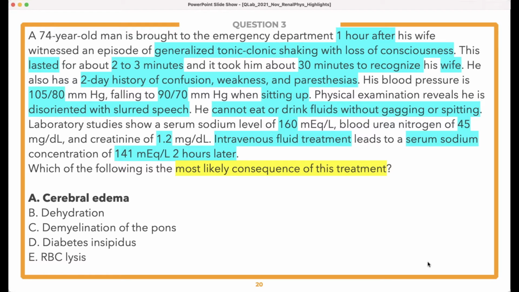RBC lysis is not really what's going on here with sodium correction. Diabetes insipidus could be a potential cause of electrolyte abnormalities, but not a consequence. And same thing with answer choice B. Dehydration is probably a cause of hypernatremia, but not a consequence of treatment. So really A and C are your two best answer choices here, and knowing which one leads to which is important, like we talked about. So hopefully that helps explain that a little bit better, and I'll hand it back to you, Jeff.